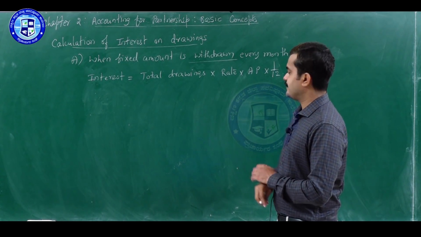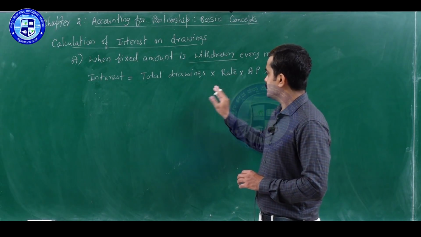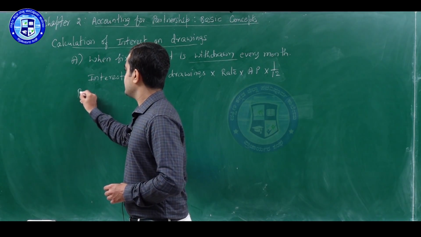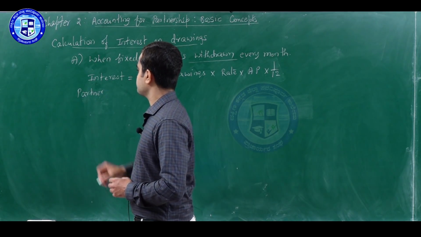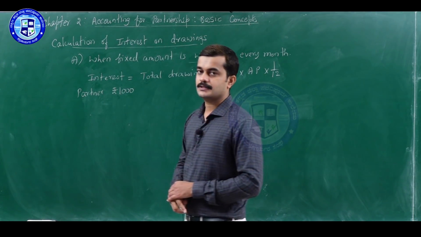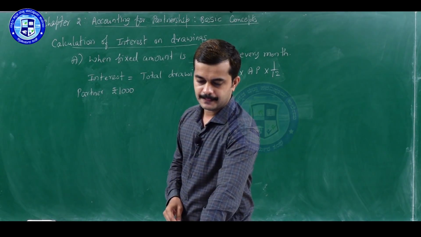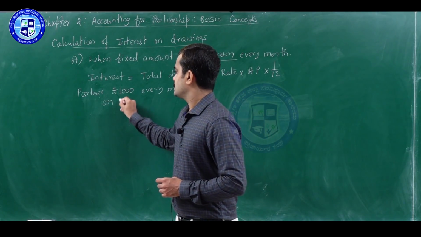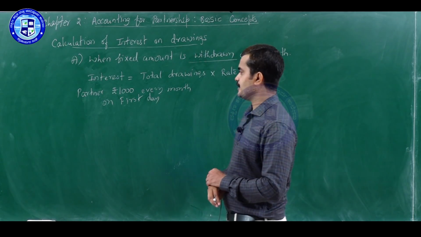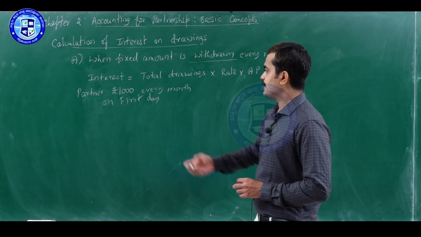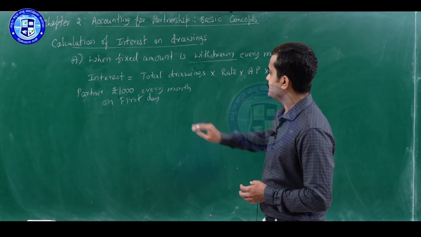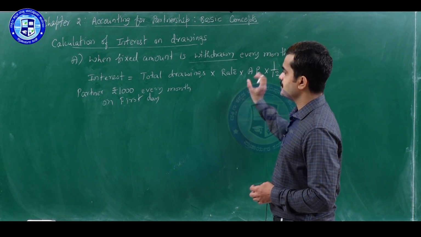So, what is this average period? Let us take one example. Suppose partner A withdraws rupees 1000 each month on the first day of every month. Now, the amount is fixed and the time is fixed. So, in this case let us look at what this average period is.